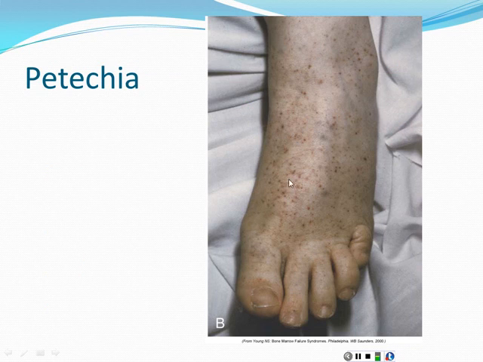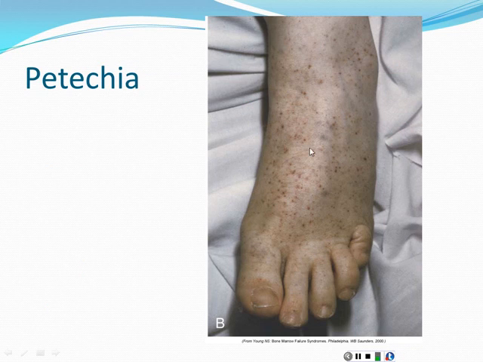You'll see there's a bunch of little red dots. Now, the way to tell it's petechiae and not something else is that most rashes, if you push on them with your finger, will blanch. In other words, the redness will go away and turn white, because you're pushing the blood out of that rash.